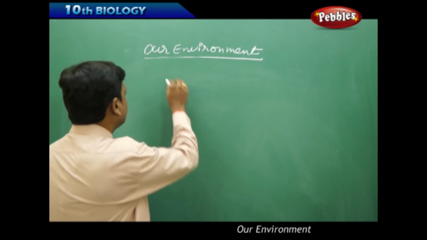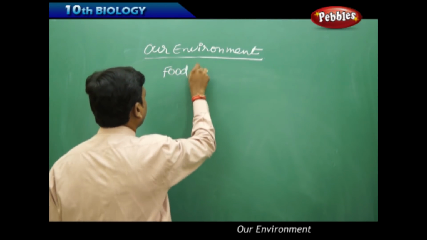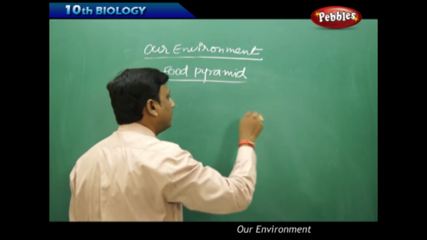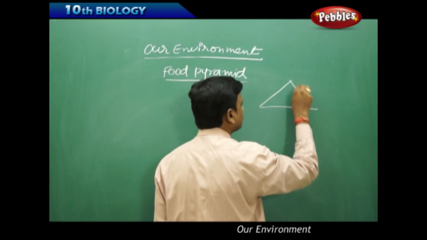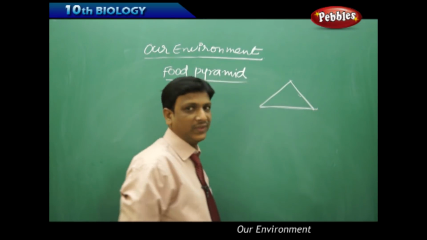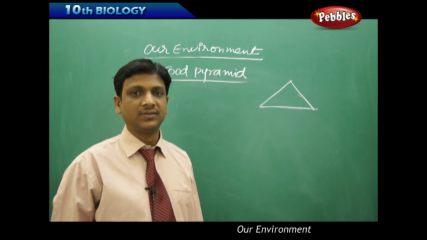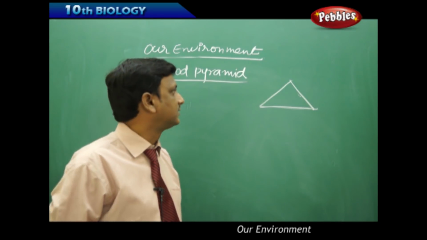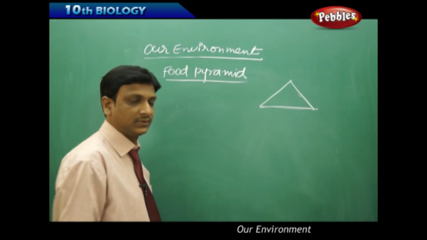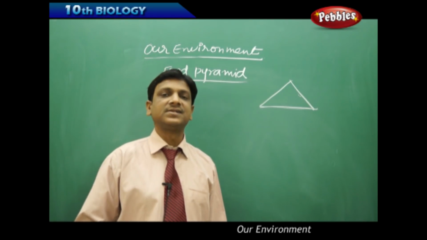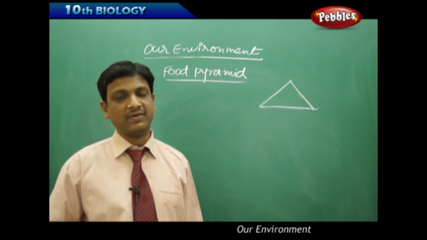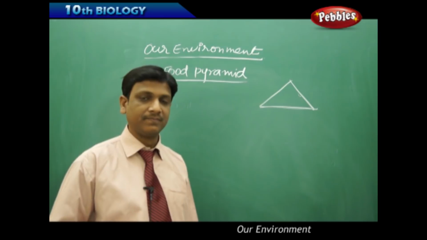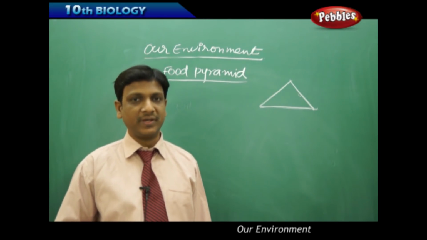So next we are going to discuss food pyramids. So you all know a pyramid. When we talk about a pyramid, we recall Egypt. In Egypt we find pyramids. So what is the link between the pyramid and food here? Various energy levels or trophic levels, food levels, are graphically represented in the form of a pyramid, which is called a food pyramid.